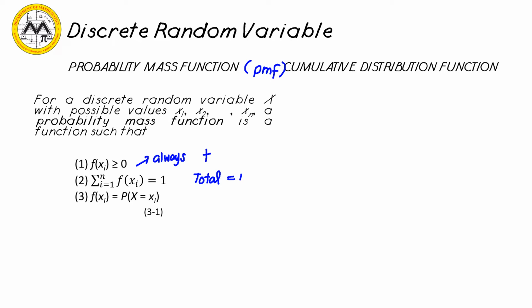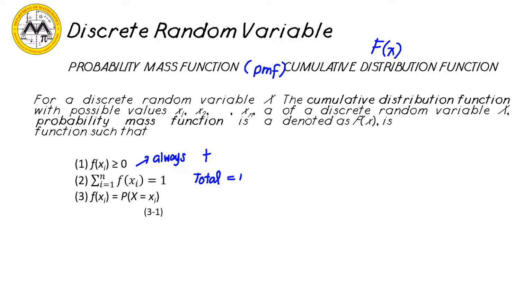For cumulative distribution function, we are going to designate this as capital F of x. The cumulative distribution function of a discrete random variable capital X, denoted by F of x, is given by F of x equal to the probability of X less than or equal to x, which is the summation of f of xi for all values less than or equal to x.